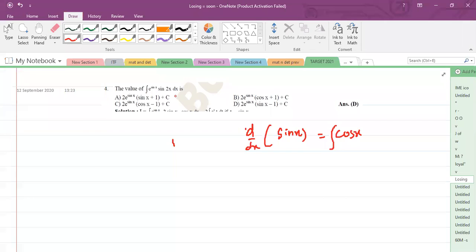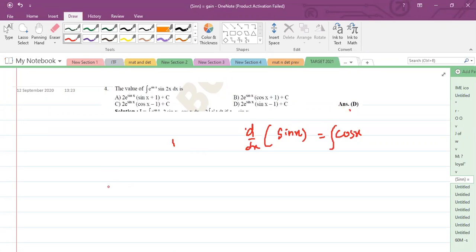By differentiating which function, you will get e raised to sin x into sin 2x as the answer. So simply differentiate the options and tell me the option. Here the answer is already mentioned, option D. So let me show how option D is correct. I will not differentiate options A, B, C, because the answer is already mentioned.